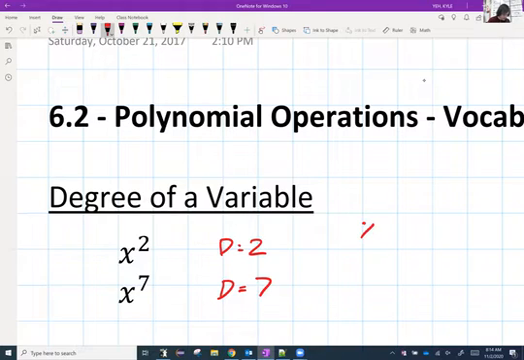What would the degree of x to the 97th be? Well, the degree would be 97. One more. What's the degree of x? Degree is 1, right? It's that invisible 1, x to the first power, so degree is 1. Okay. That's our degree.